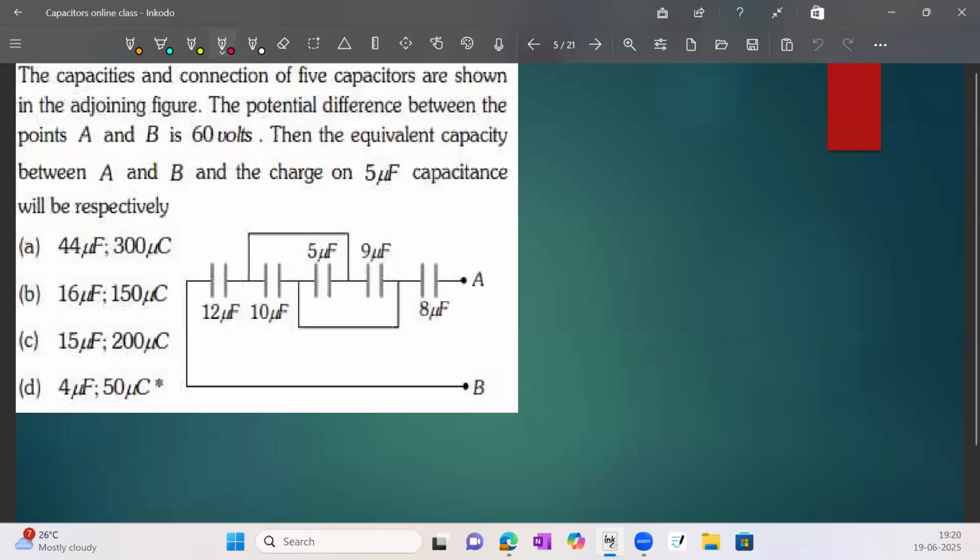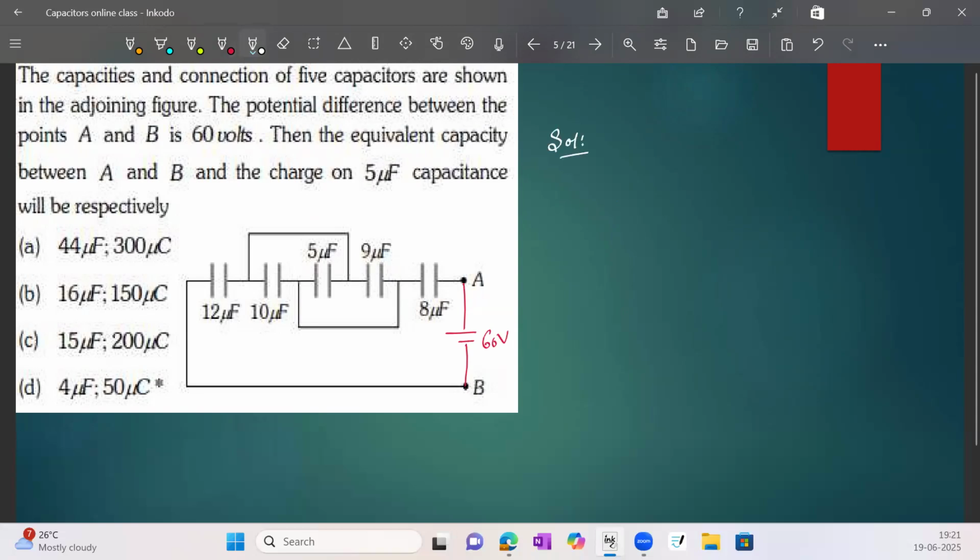The five capacitors are connected as shown in the adjacent diagram. For the potential difference between A and B, we just assume that there is one battery of 60 volts, and draw the diagram like this. The potential difference is given, and they ask for the equivalent capacitance between A and B and the charge on the 5 microfarad capacitor. First we have to find the equivalent capacitance of the given diagram. It is an easy problem.